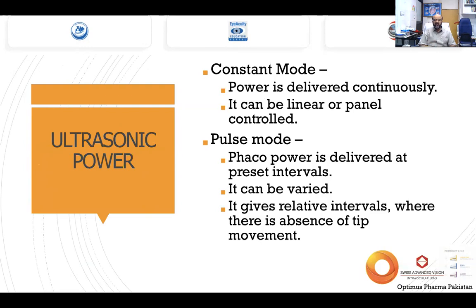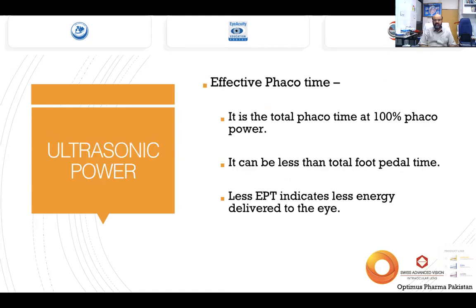As we have already discussed, the power can be delivered in a constant mode, in a linear fashion. Similarly, it can be delivered in a pulse mode with intervals, and it can be auto-controlled by the Phaco machine console. Effective Phaco time is calculated when the real Phaco power is delivered inside the anterior chamber to emulsify the lens. So the lesser the effective Phaco power, the lesser the chances of Phaco burn. As the surgeon gains experience, the effective Phaco time becomes lesser.